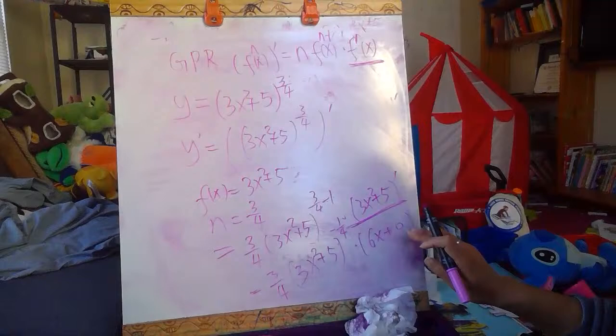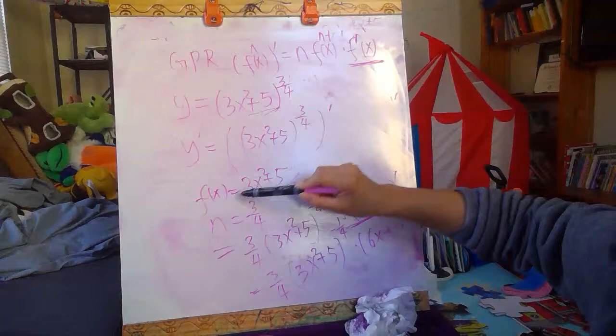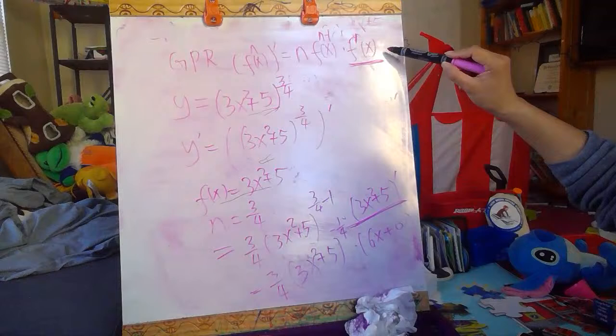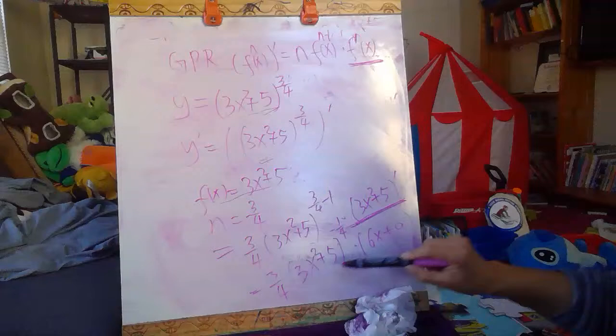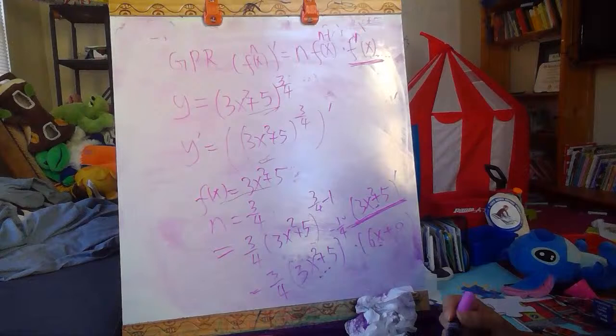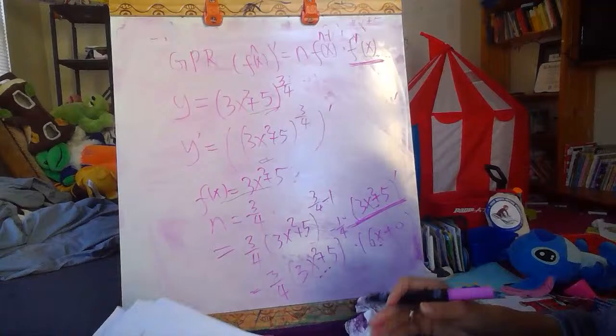So this one, I showed you how to use the general power rule. Always remember what f of x is. In this problem, f of x is this, and n is this. If you use the general power rule, you need to make sure you follow the formula exactly. Otherwise, you will make a mistake. A lot of students didn't do this part, or they put this derivative in the wrong place. They didn't use the general power rule correctly. So I hope you are careful with this part, okay? So this is the general power rule.